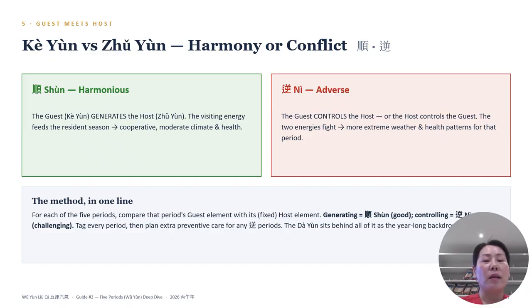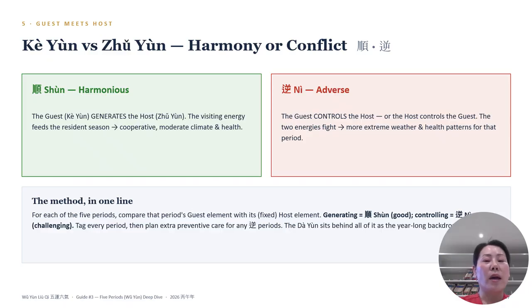On the right, Ni, adverse. This is when the 2 fight. Either the guest controls the host, or the host controls the guest. Then you get more extreme weather and tougher health patterns for that period.